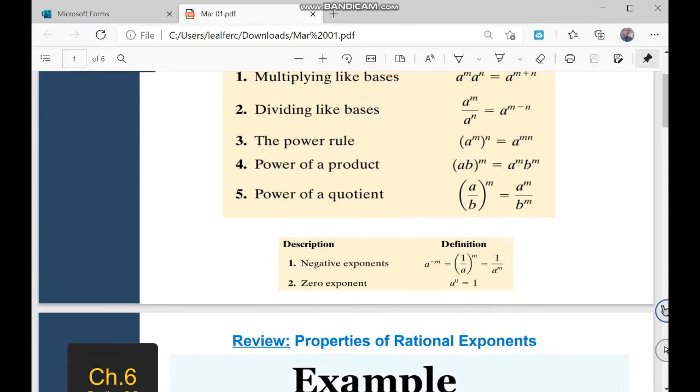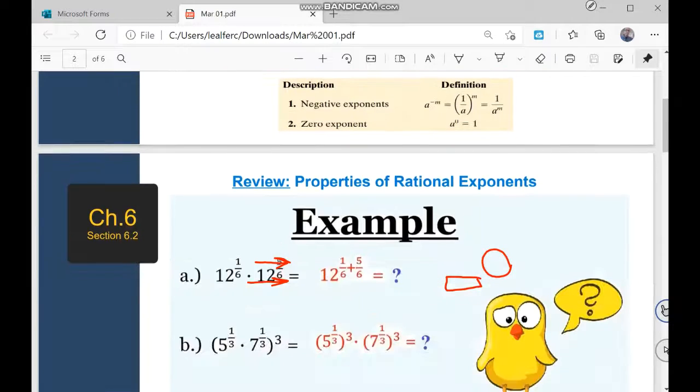Here at the bottom, you're going to see there are also the properties of negative exponents. If you have a negative exponent, you can rewrite it by flipping: it's going to be 1 over a, and then you're going to use the positive exponent m. And also 0: if you have a to the power of 0, if a is different from 0, then a to the power of 0 equals 1. This is another property that you're going to remember and apply.